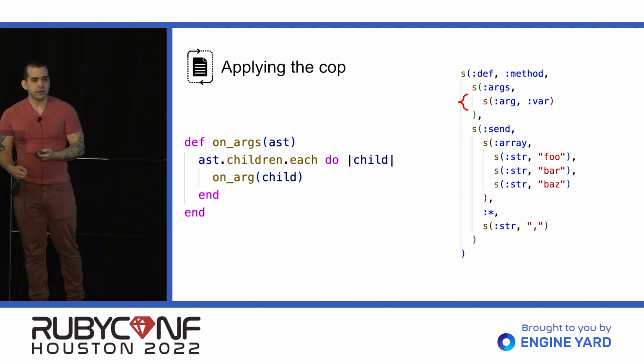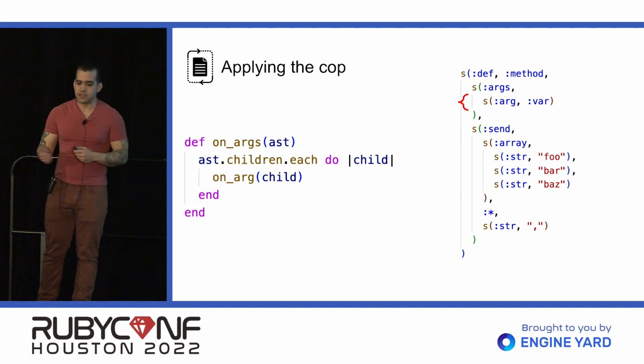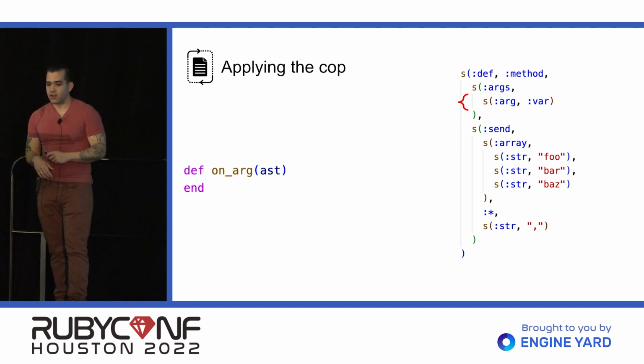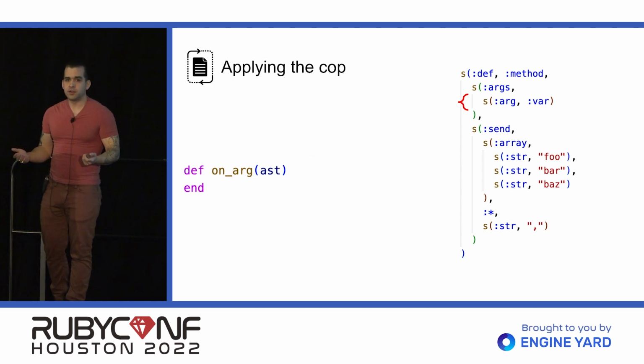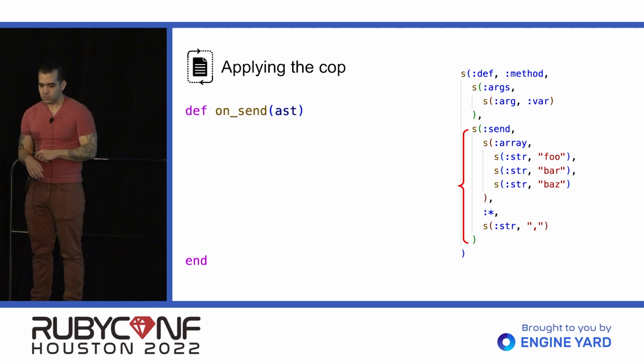This has many children, and each child is an arg. So we could walk through each of the children of this piece of the AST and call onArg on each of them. And the onArg itself doesn't need to do anything further. It doesn't have anything further nested, so we don't need to do anything to navigate this entire tree.